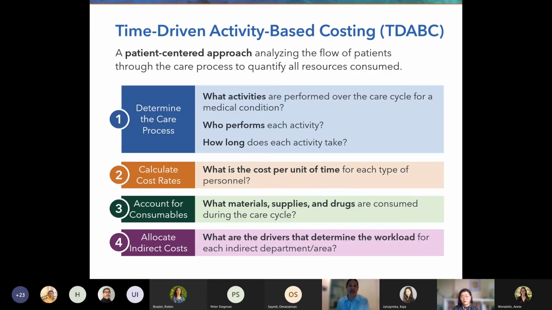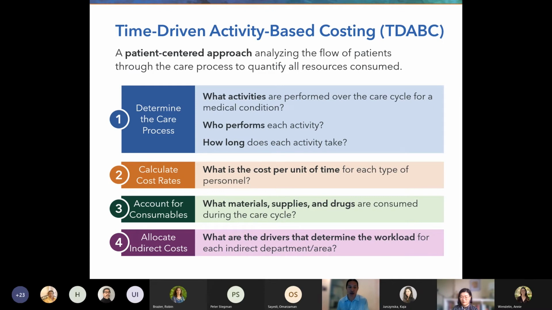So going into TDABC in a bit more depth, it's a patient-centered approach, which means that we actually follow clients as they proceed through the HIV services at the facility. This approach consists of 4 main steps. Step 1 is to determine the care process, and we do this through key informant interviews to identify what activities are performed, who performs them, and for how long.